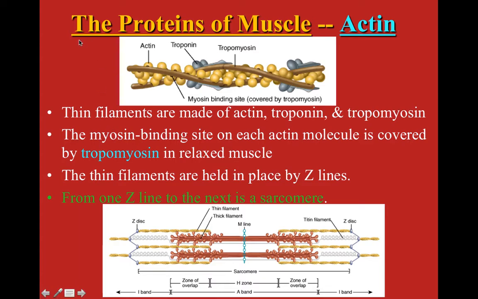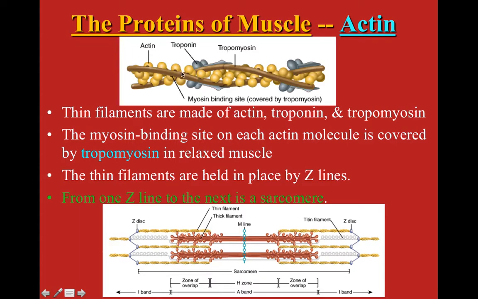So the proteins of muscle, which you learned from your protein tree that you worked on as an activity, we know that there are several proteins that are involved in muscle. That's why it's always recommended to consume protein products to give you strength in your muscles. So this first protein we're going to discuss is actin. Actin is a thin filament protein, and the thin filaments include actin, troponin, and tropomyosin.